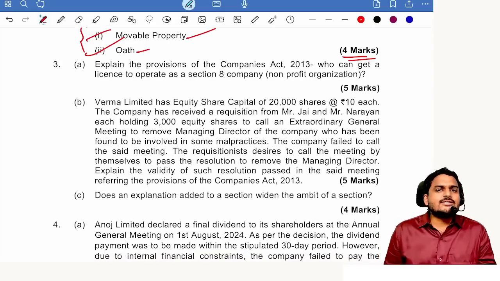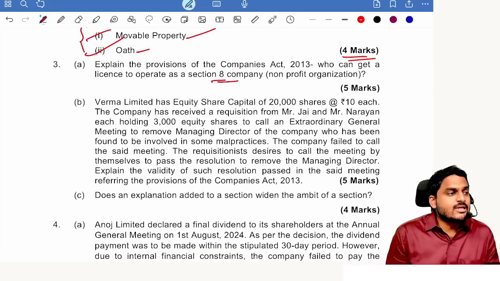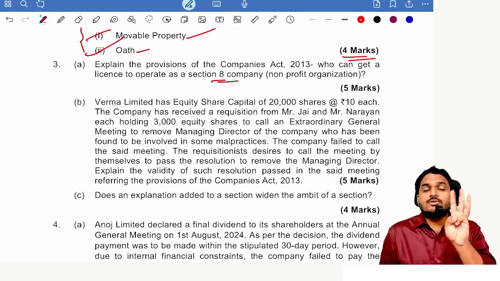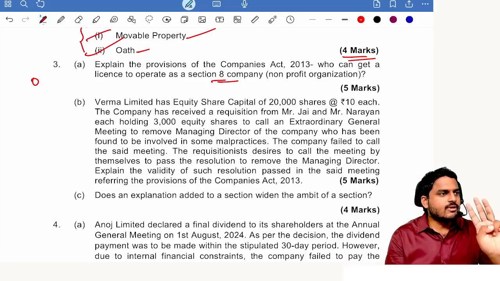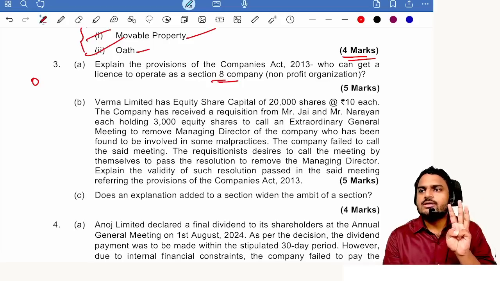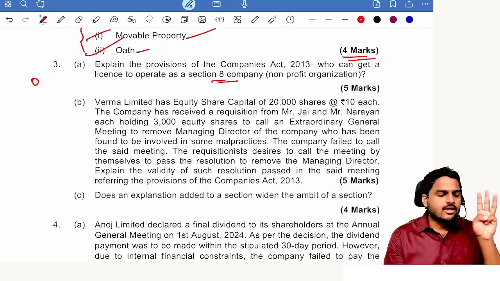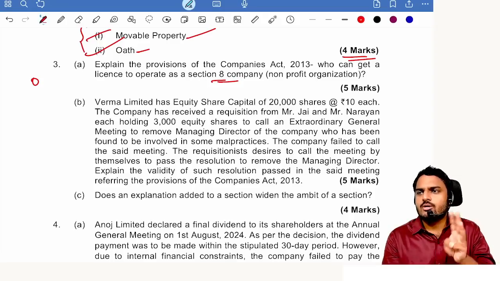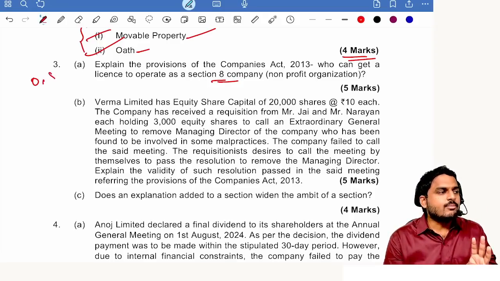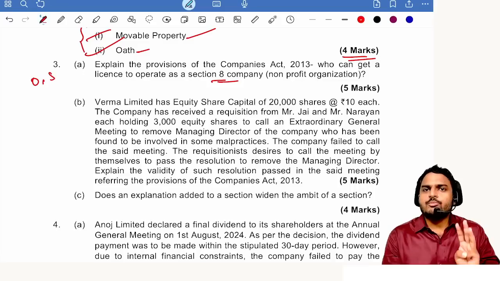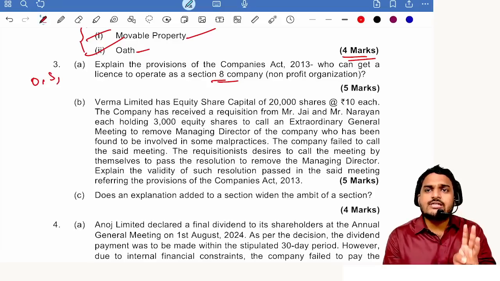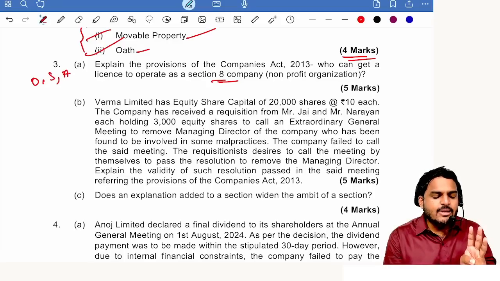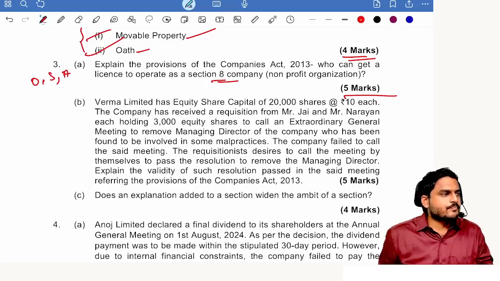Who can get a license to operate as a Section 8 company? Tell me conditions of Section 8 company. 3 conditions. Object clause, SARC, I told you. Social welfare, art, religion, culture, education, environment protection, commerce, etc. Next one, surplus: distribution of dividends is not possible, declaration and payment of dividends prohibited. Then what we should do with surplus? Apply surplus in promoting other objects. Write 3 conditions, 5 marks.